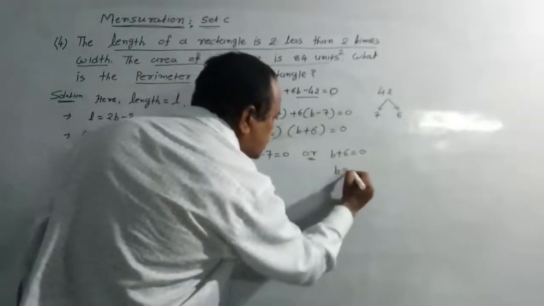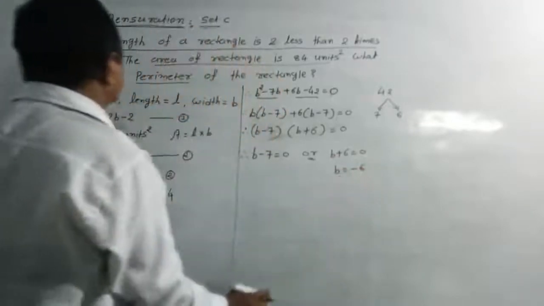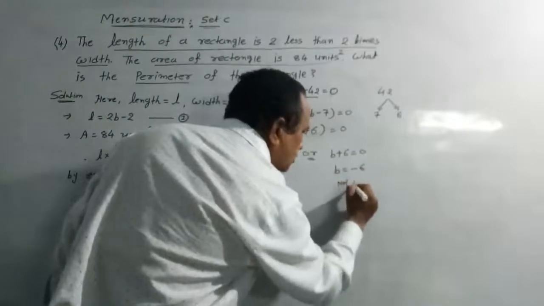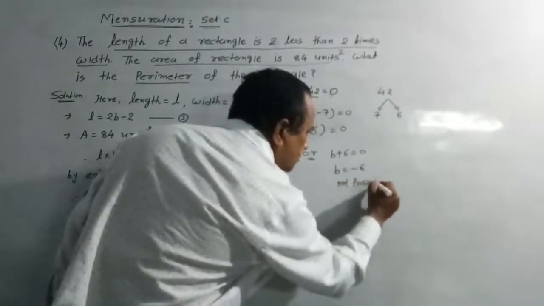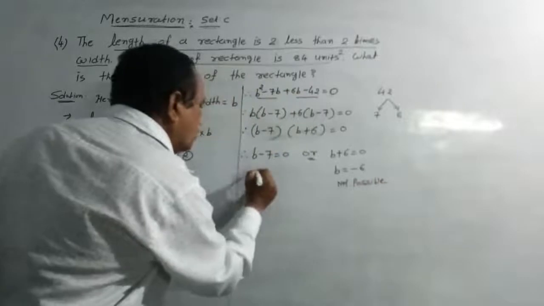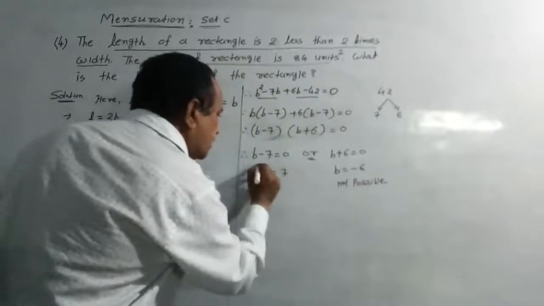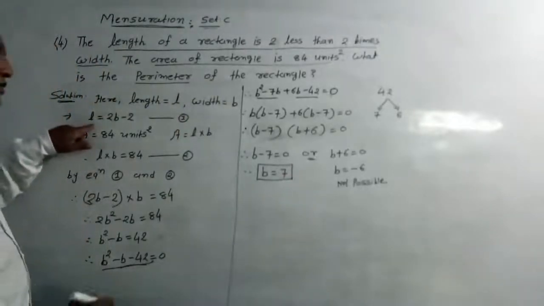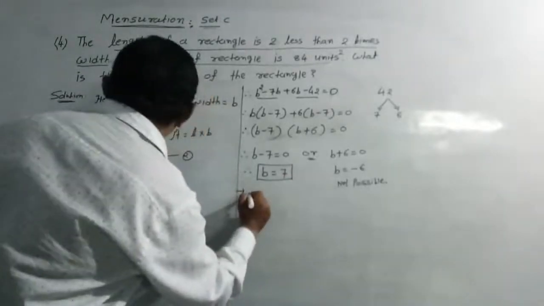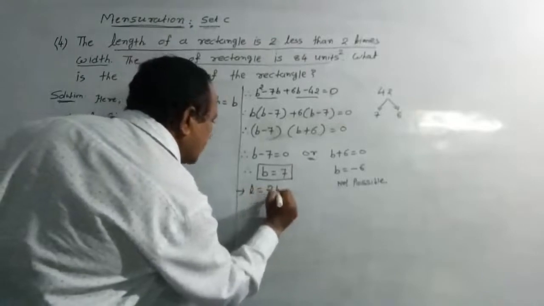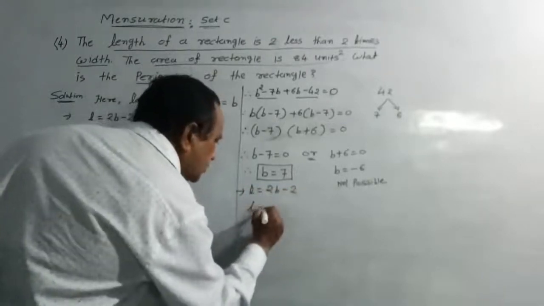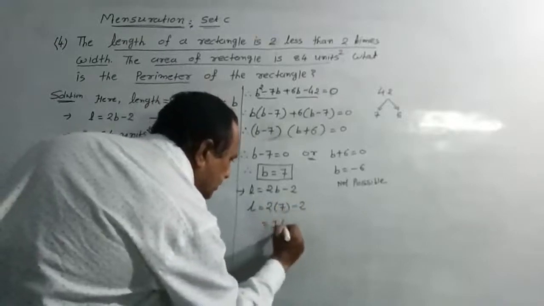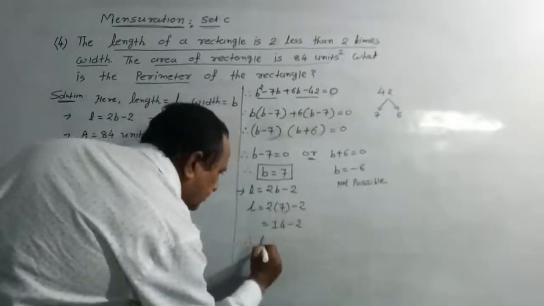So here B is equal to minus 6, but length cannot be negative, so B is equal to minus 6 is not possible. So B is equal to 7. Now put the value of B is equal to 7 in equation 1. So here L is equal to 2B minus 2. L is equal to 2 multiplied by 7 minus 2, 14 minus 2, then L is equal to 12.